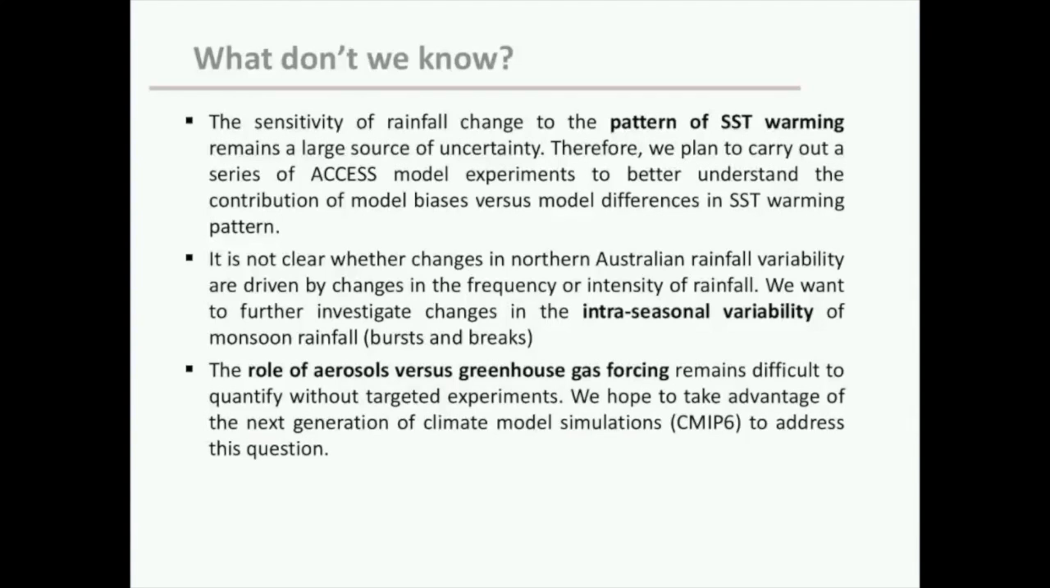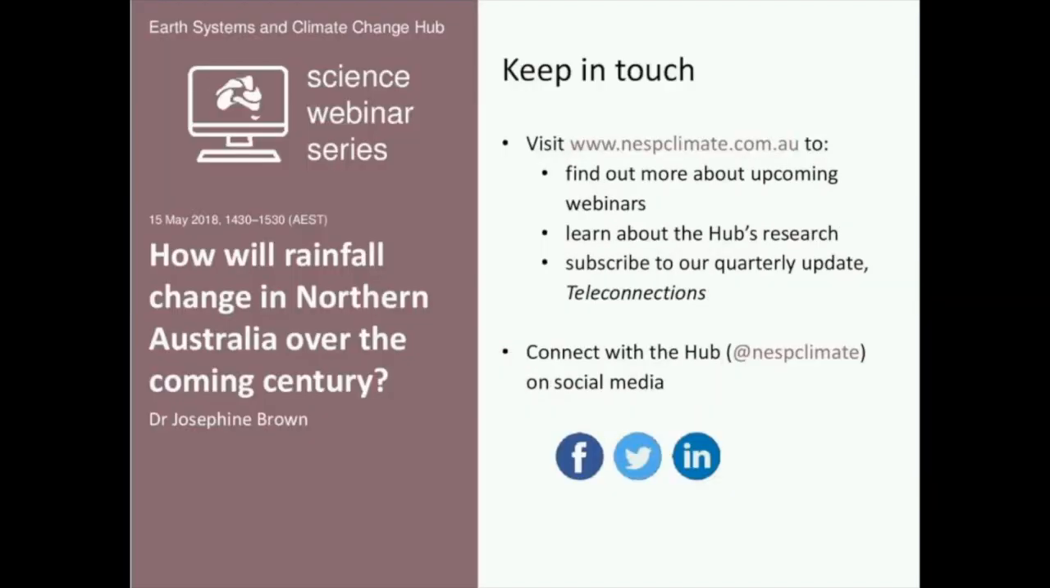It's not clear whether the changes in rainfall variability are due to changes in frequency or intensity of rainfall. We want to further investigate changes in the intraseasonal variability of monsoon rainfall. And finally, the role of aerosols versus greenhouse gas forcing. Really, we need some targeted experiments to really get to the bottom of that. And we're going to take advantage of the next generation of climate model simulations, the CMIP6 models, to further address this question. Thank you very much.